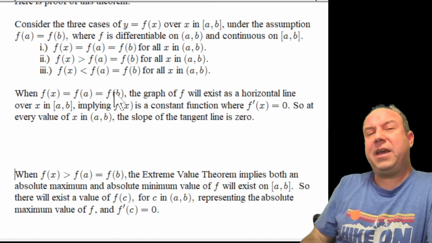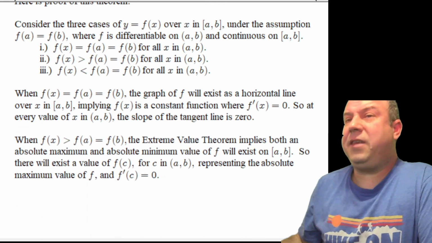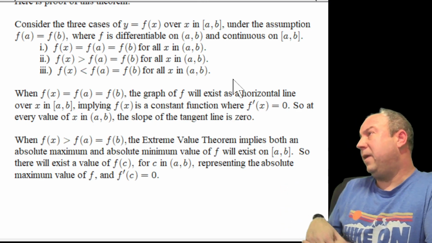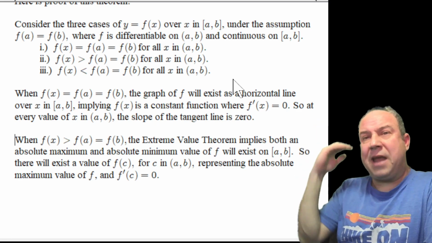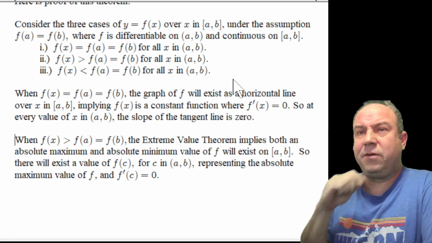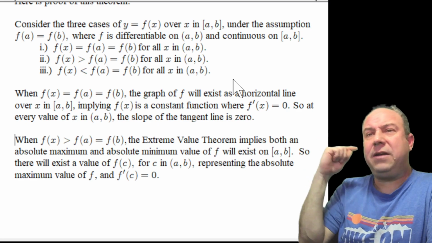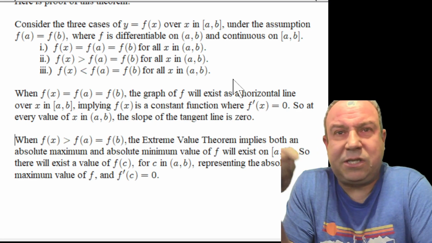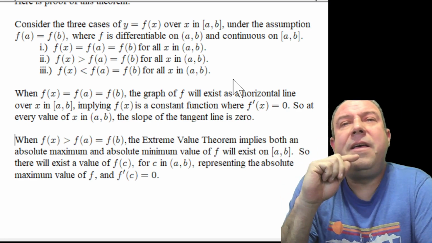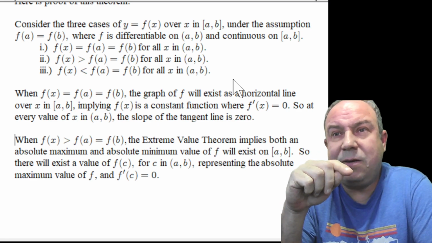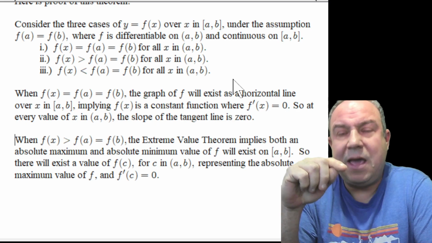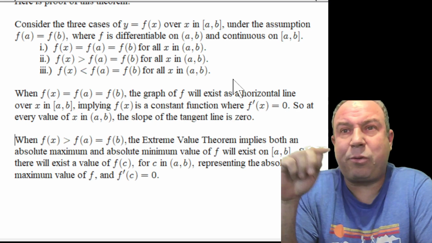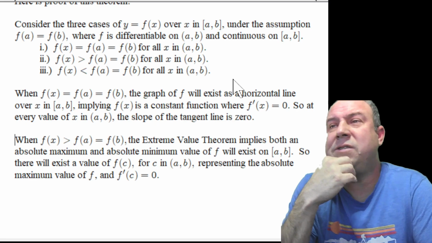In our second case, when f of x is greater than f of a, the extreme value theorem is going to end up implying that you have both an absolute maximum and an absolute minimum value of f on that interval. And if f of x is always greater than f at a, which equals f of b, then f of c will exist as the absolute maximum value. And at that f of c, f prime of c would be equal to the value of 0.